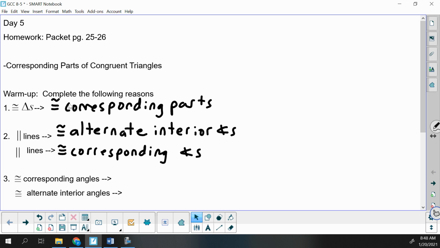Well, then 3 is just the reverse of those. Congruent corresponding angles implies parallel lines. And congruent alternate interior angles, remember alternate interior, we get to the angles that zigzag, also implies parallel lines.